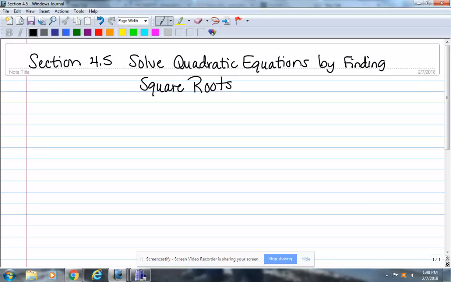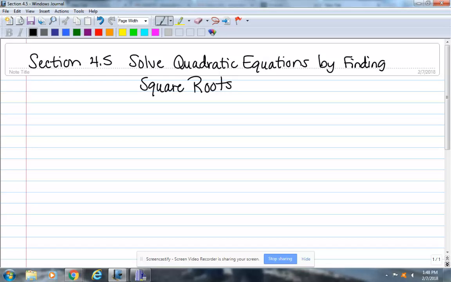We're probably going to have a test on solving quadratic equations algebraically sometime next week, probably toward the beginning of next week. So what we're going to do is split chapter 4 into two different parts. We're going to do the solving part, and then we're going to do the graphing part. So early next week, we will have a test on solving quadratics algebraically. Today we're going to solve by square roots.